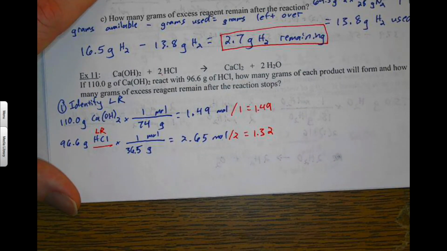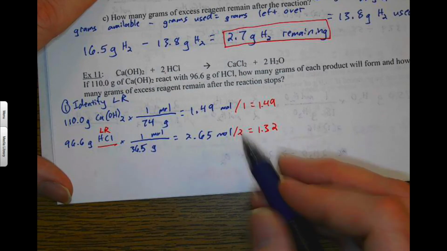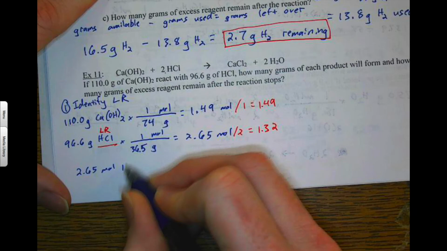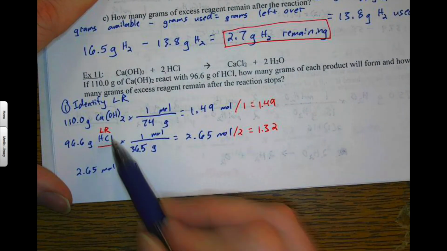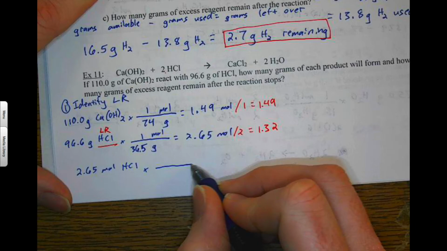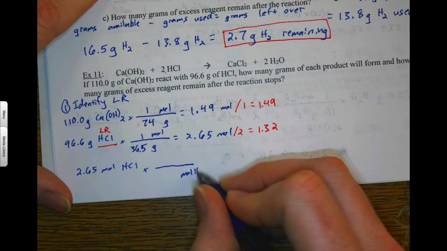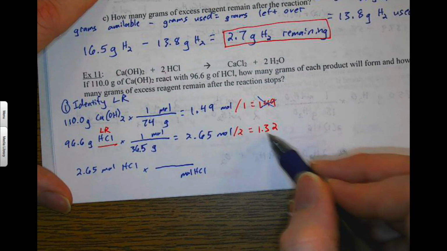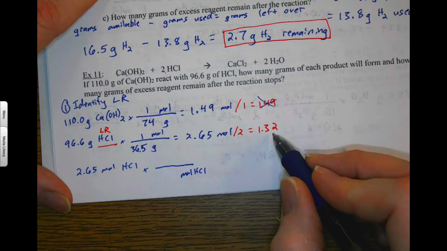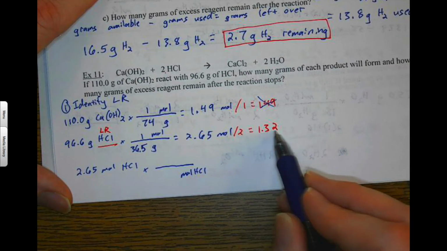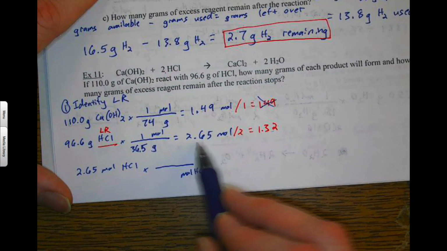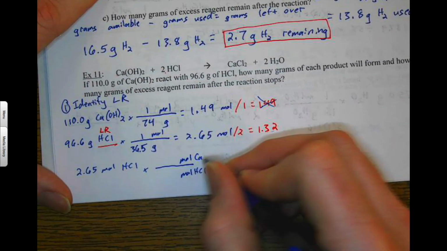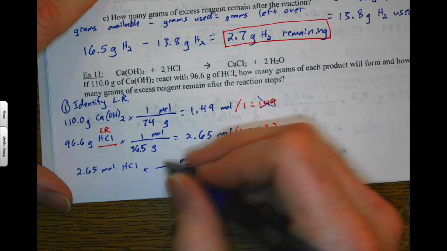So once we know that, we said that there were 2.65 moles of HCl. Right? So now we can change moles of HCl. The only thing that's useful about this number is that it just shows you the limiting reactant. We're not going to use this number. We're going to use this one. This is the moles of HCl. So the moles of calcium chloride, and so it's a 2 to 1.